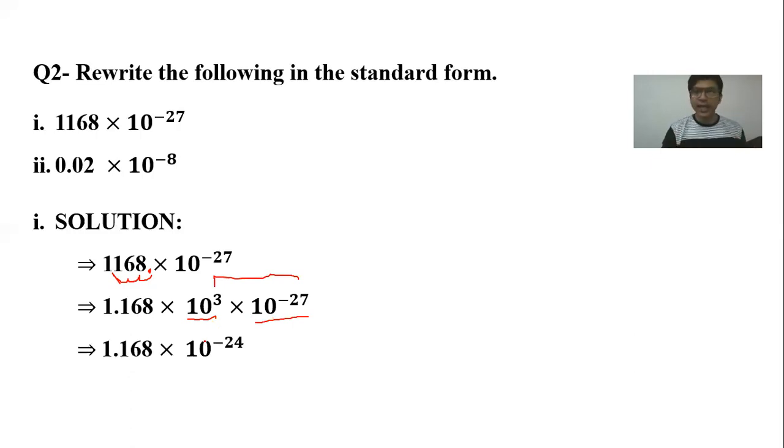So this is the correct answer. Correct answer means that this is being written in the standard form. So we can write 1168 exponent minus 27 as 1.168 exponent minus 24, and this is the standard form. And in this standard form, only one digit is written before the decimal. Okay, got it? Now let's move on to part 2 of this question.